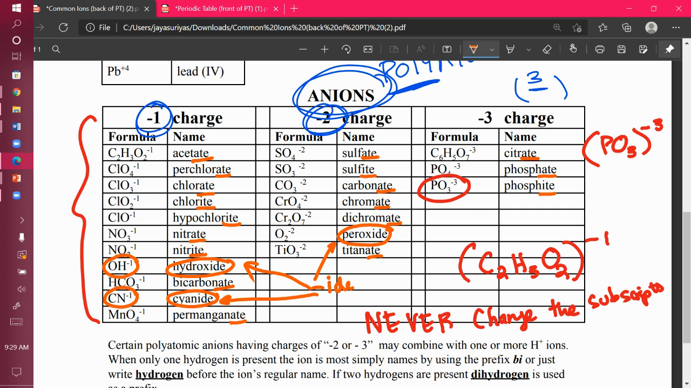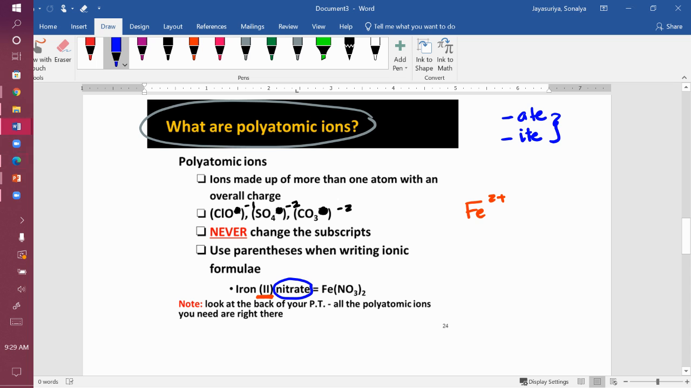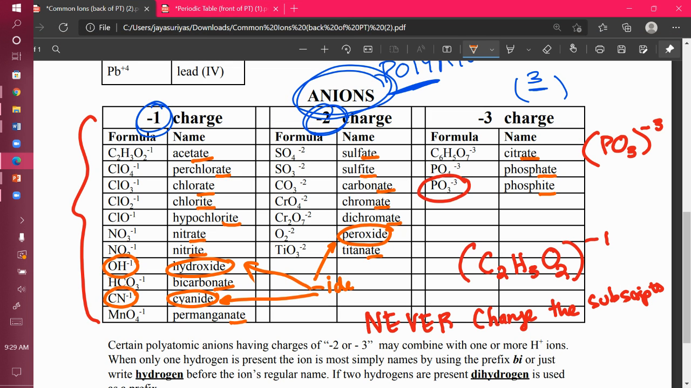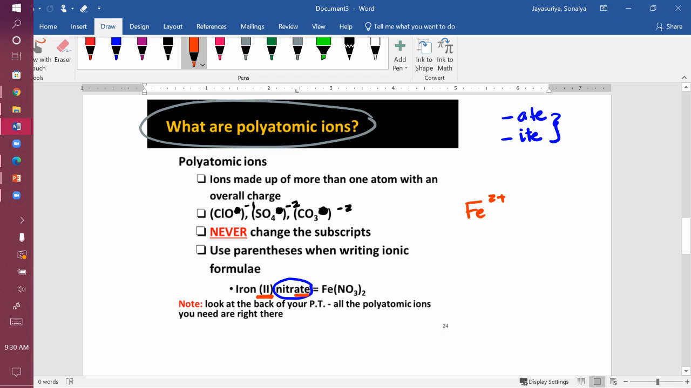But every single other one ends in ATE or ITE. So if you encounter that ATE, you're going to directly flip to the back of your periodic table, find that, and then just write the formula. So let's find nitrate. That's what we're dealing with here. Make sure you pick the correct one because there's also nitrite and it's easy to get confused. Here is nitrate, NO3. Just like we did the other compounds, I'm going to say NO3 and it has a -1 charge.